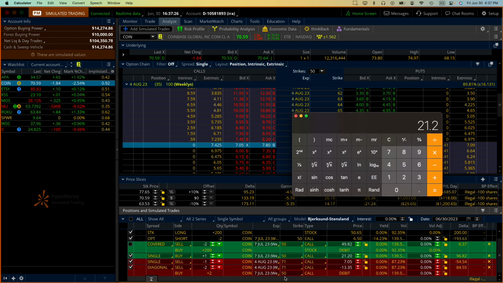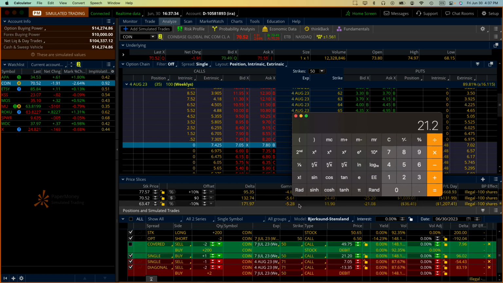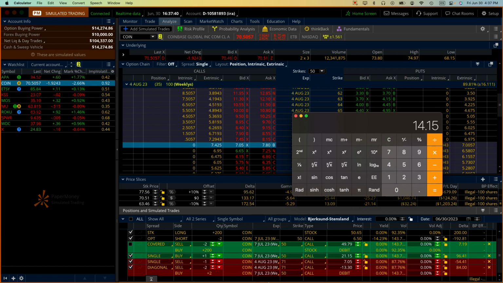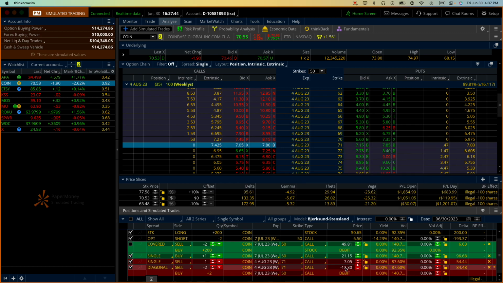21.2 is the option we are buying back, and we subtract the August 71 call option price, which is minus 7.05. That's 14.15. There is a bit of a bid and ask variation there. So you could put this to begin with, 14.15.